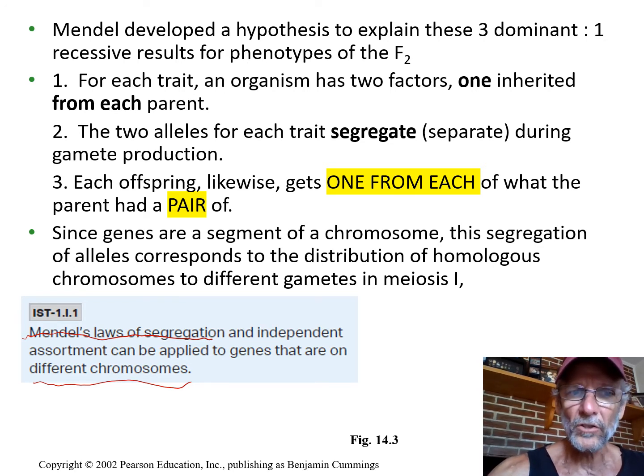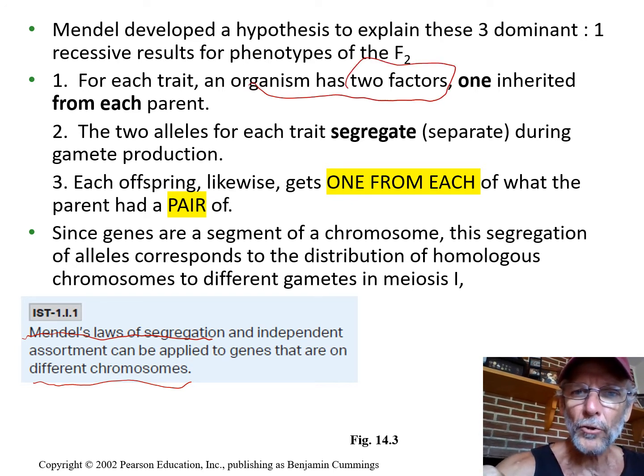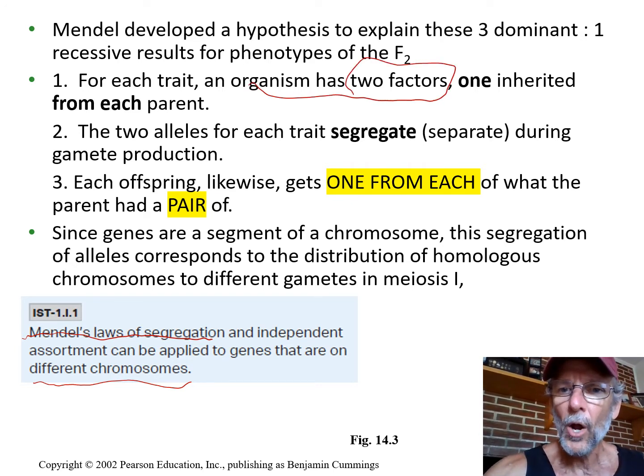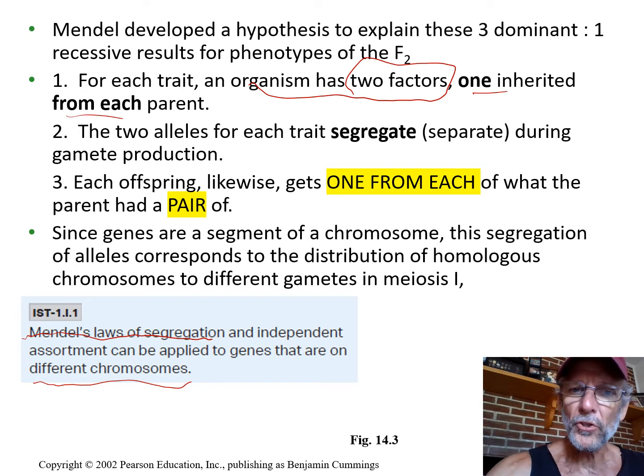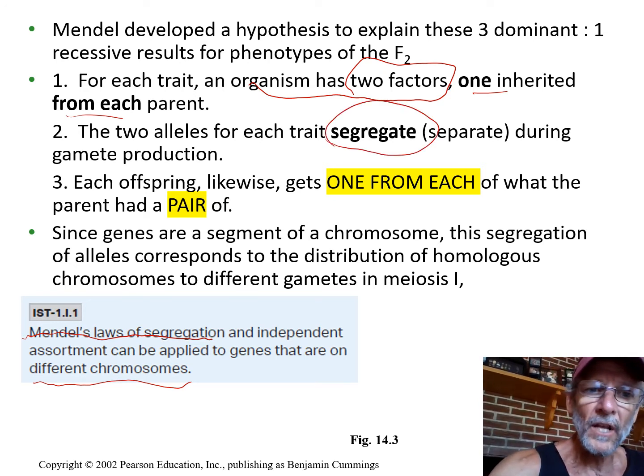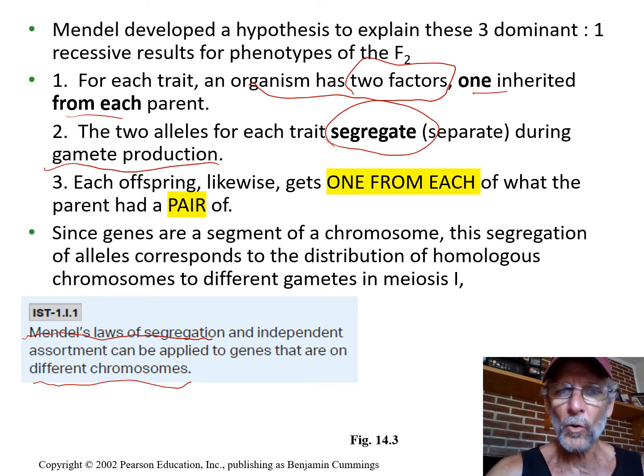Those ideas he called the law of segregation. Each organism has two factors, slash, genes, right? One they got from mom, one they got from dad. When each organism has babies, those two genes are going to separate. Segregate is the word that he used. During what? During meiosis, when gametes form. So the gametes are just going to get one from each pair.